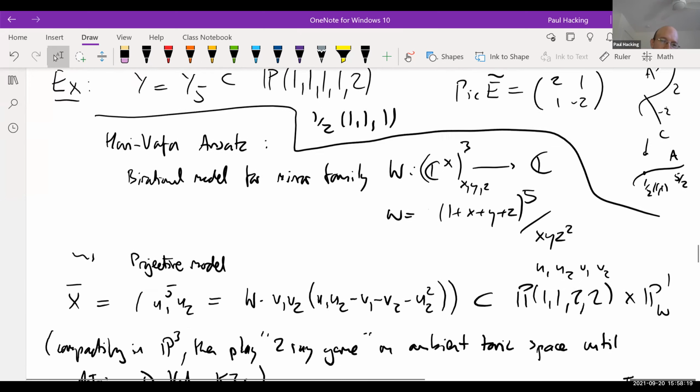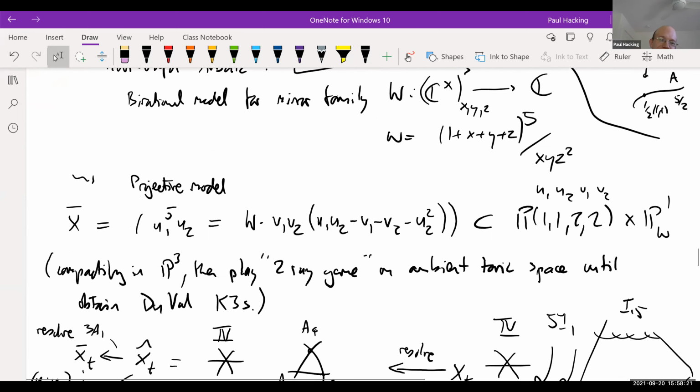And what we do, so this is something I learned from Alessio. There's a way to do that. You first compactify completely naively in P3, but then, let's see, okay. Then you do what's called the two-ray game. So change the ambient toric space until you obtain a family of K3s with Du Val singularities.